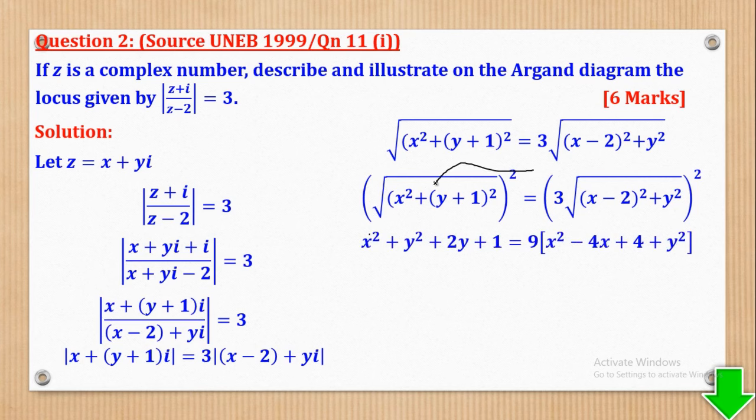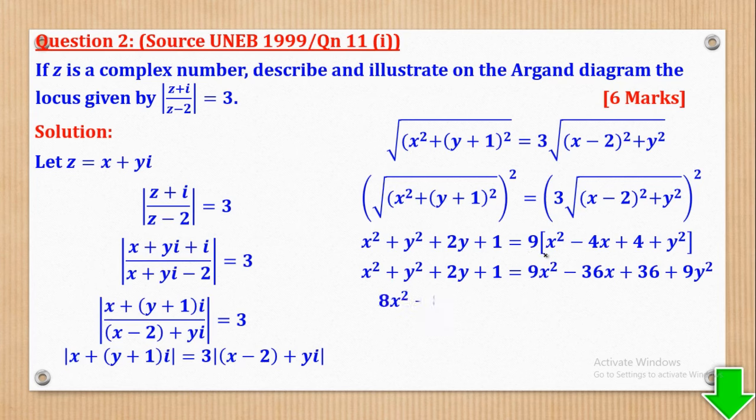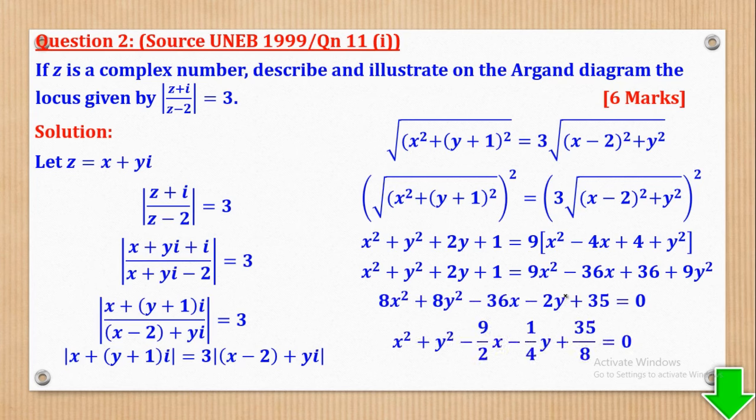because this power will go with this square root to remain with this, which is that, and this 3 to power 2 is 9, that's why you see 9 there, and for this one it goes with the square root to remain with this part, which is here. Next is to open this box bracket to come up with that, and after that we have to collect like terms by rearranging everything on one side. When I divide throughout by 8, I come up with that, which is the equation of the circle. Therefore the locus is a circle.